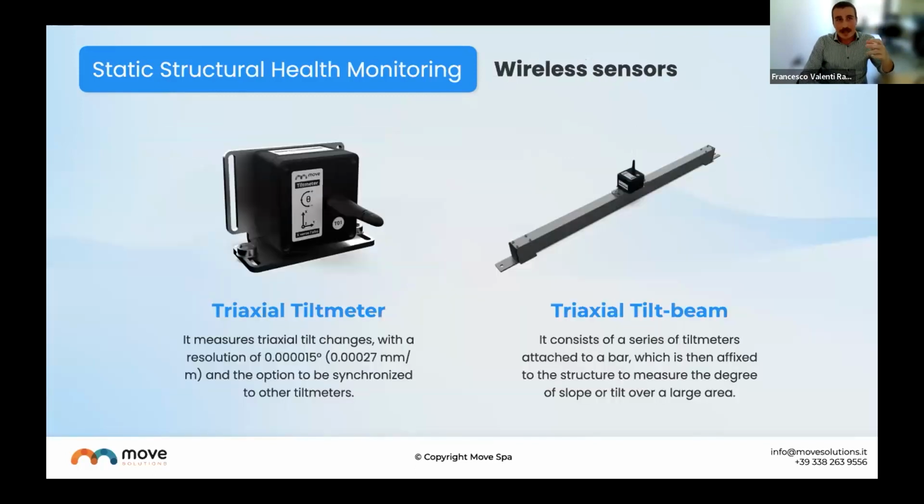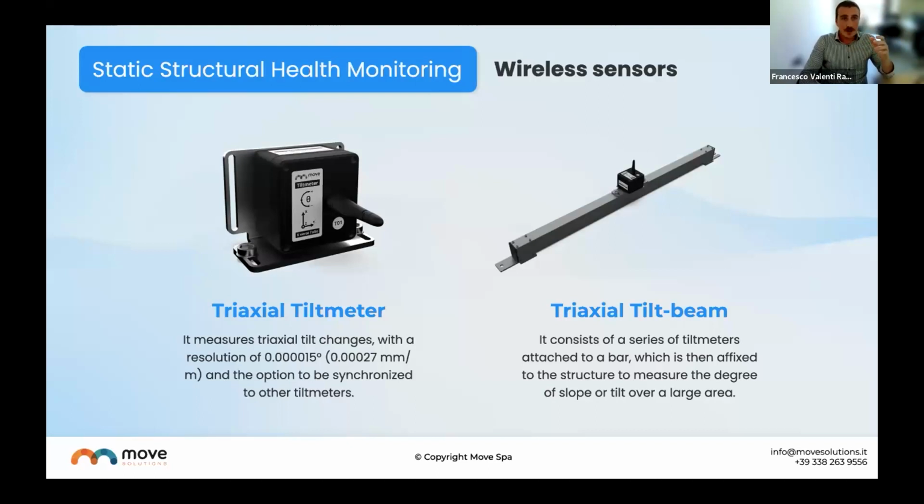When we are talking about static structural health monitoring, we basically are talking about our triaxial tilt meter and triaxial tilt beam. The wireless triaxial tilt meter from Move Solution measures the inclination and the temperature of the point where it is installed relative to the gravitational axis. By installing a system composed of these sensors, it's possible to totally reconstruct the deformation of a structure.